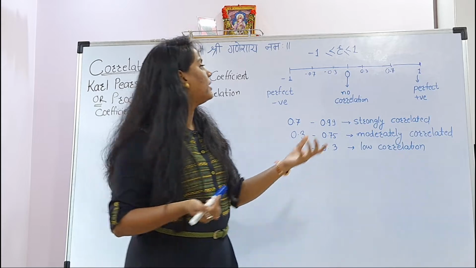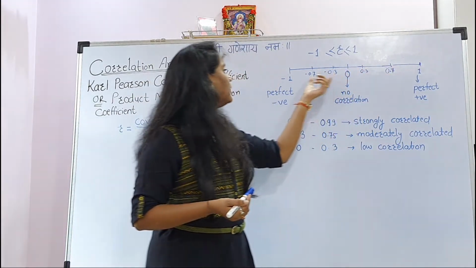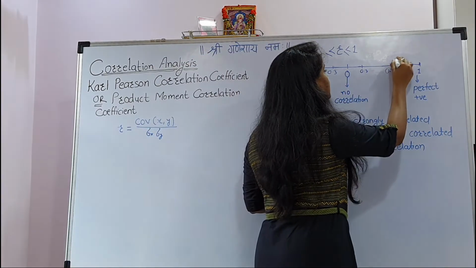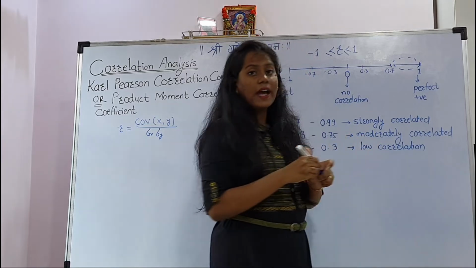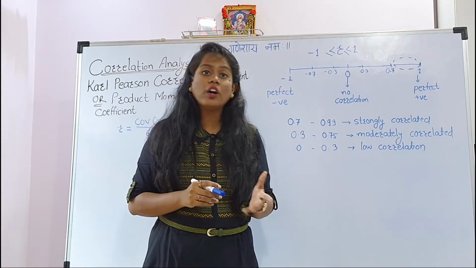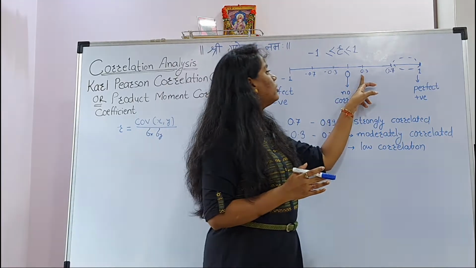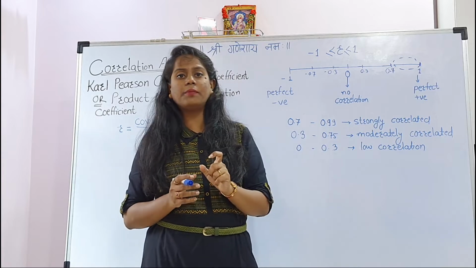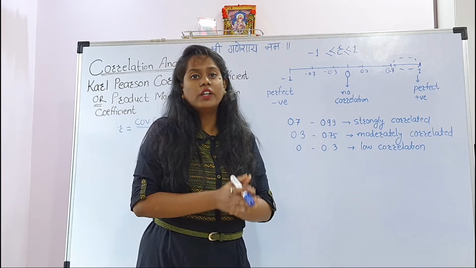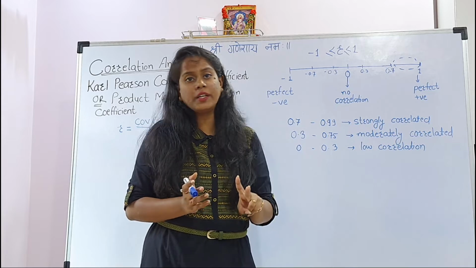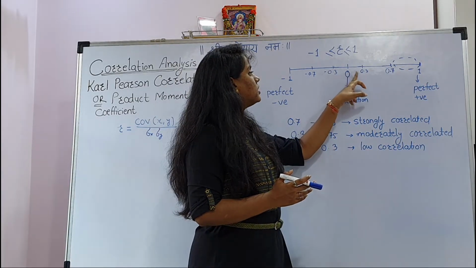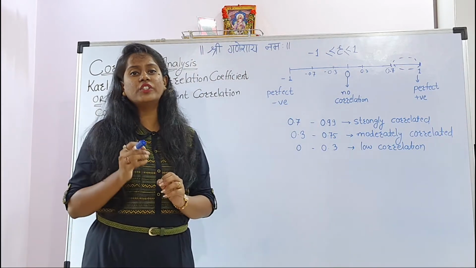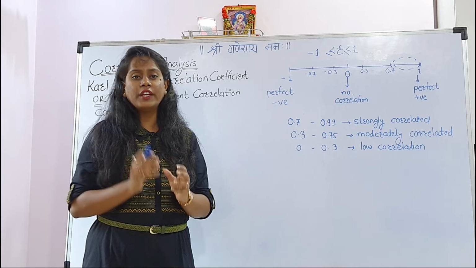Now what if the value lies between 0 and +1 and between 0 and -1? In this particular case, if the value of r is 0.7 to +1, that means the two variables are strongly correlated, and if the value of r lies between 0.3 and 0.7, the two variables are correlated, but there is a moderate correlation between them. And if the value lies between 0 and 0.3, the correlation is weak. The two variables are very weakly correlated with one another.